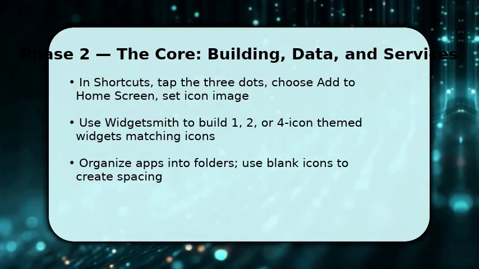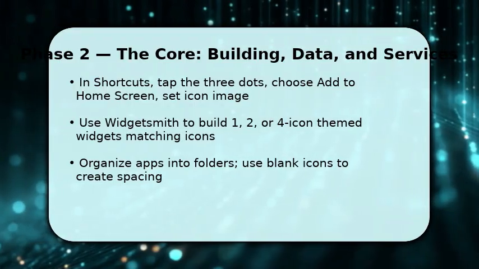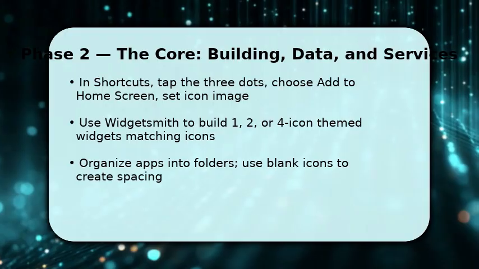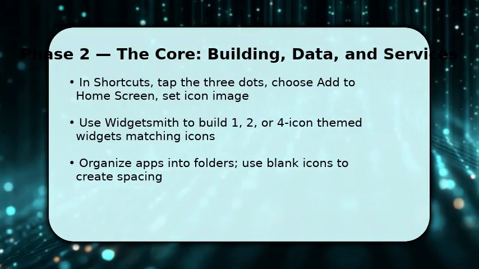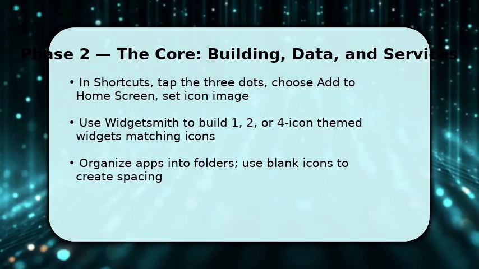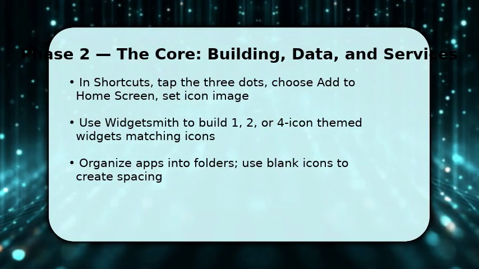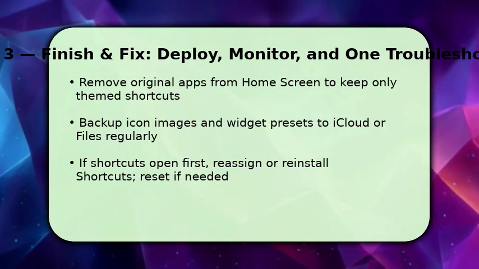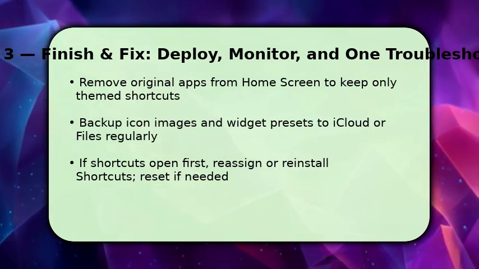Next, open Widgetsmith, build widgets that match size and color, small, medium, large, and set fonts and backgrounds to complement icons. Once configured, add those widgets to your home screen, arrange icons and folders deliberately, and use blank or transparent spacers to finish the process by hiding or removing original app icons from the home screen. Don't delete the apps, and place your themed shortcuts and widgets into final positions.